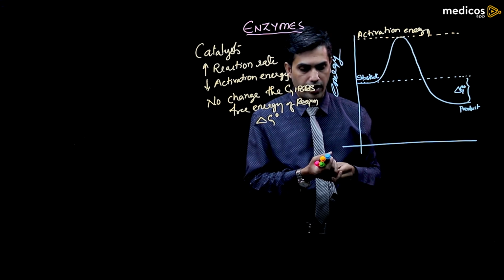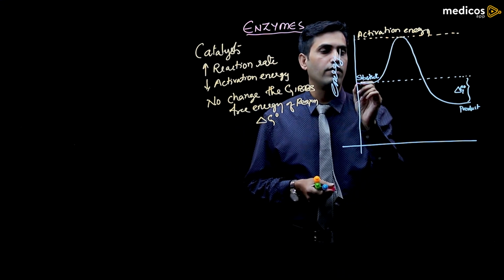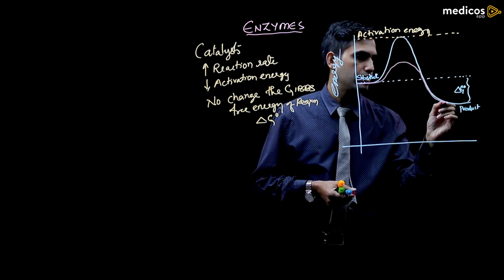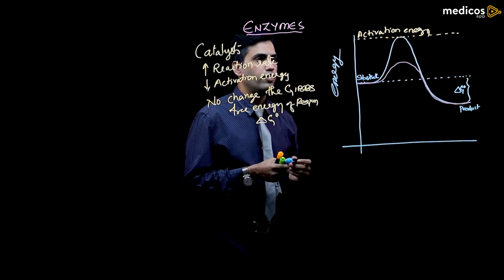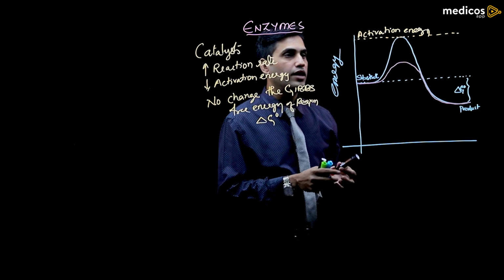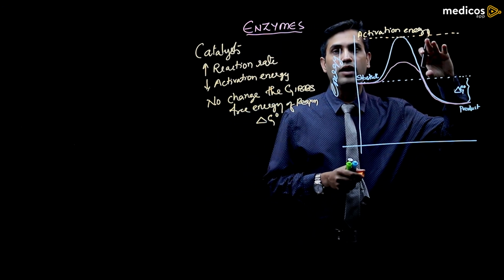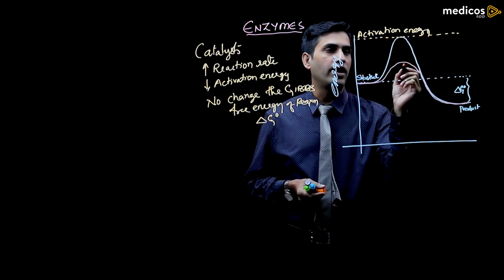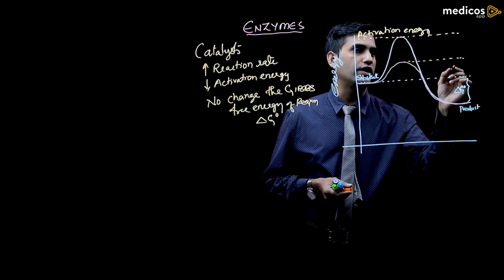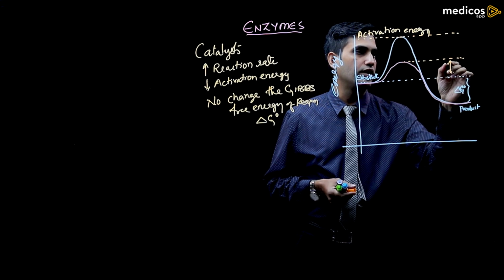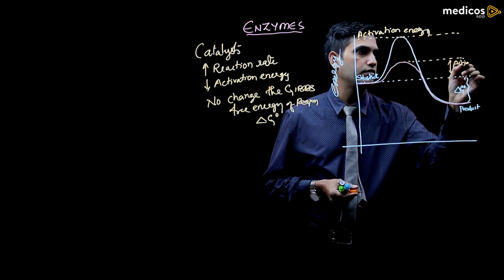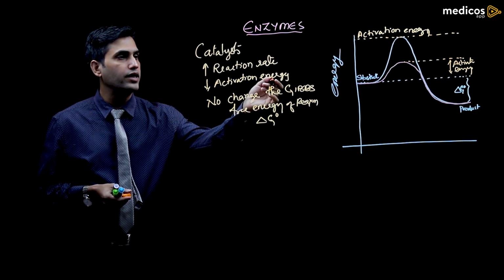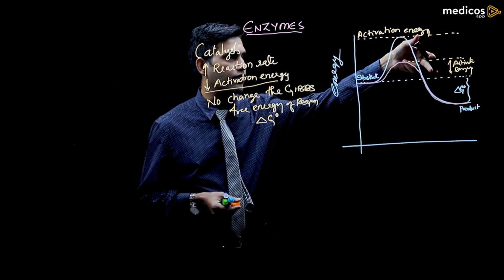Now, when you add an enzyme, earlier say 100 kilojoules of energy was required, but now the activation energy will come down. Now, this will be your activation energy. So, what are enzymes doing? They are decreasing the activation energy, from here to here.